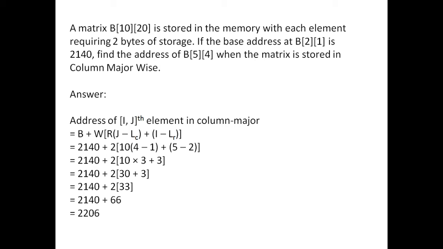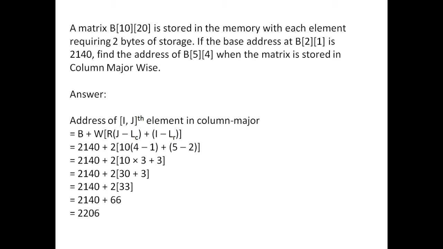Now what is the lower column and lower row? You can see the base address is given as B[2][1]. So 2 becomes the lower row and 1 becomes the lower column. If you use these values and do the arithmetic calculation, the same way you follow in maths, you will get the final answer, that is 2206. That will be the address of B[5][4] when the matrix is stored column-major wise.